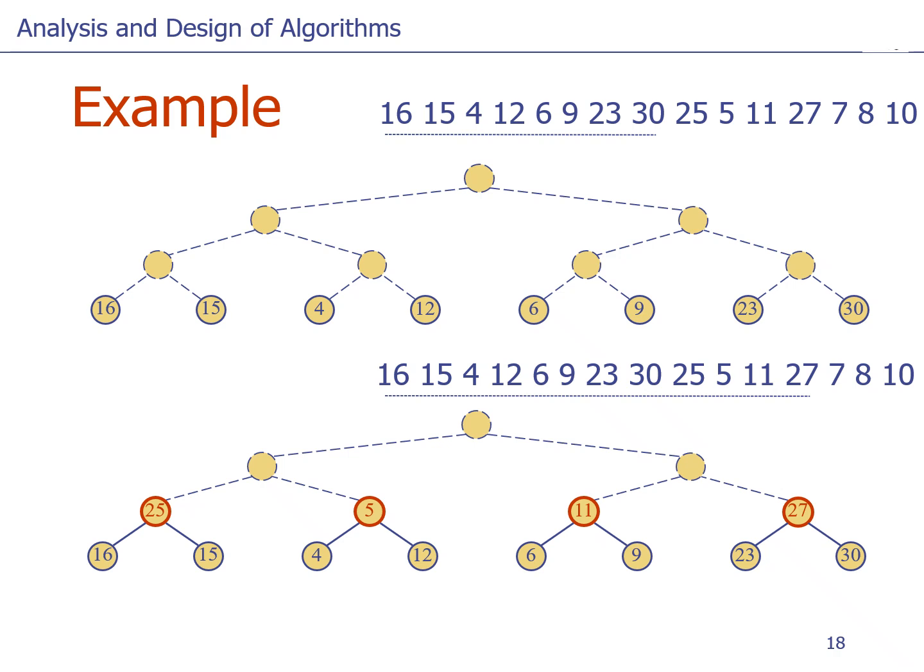The same thing for the 5, 4, and 12. I need to bring the 4 up and the 5 and 12 down. They will be its children. For 6, 11, and 9, I will have 6 up and 11 and 9 will be its children. For 23, 27, and 30, I will have the 23 up, and then 27 and 30 will be its children.